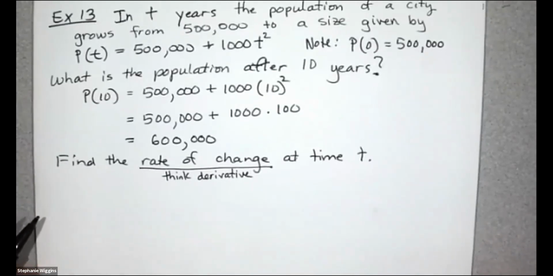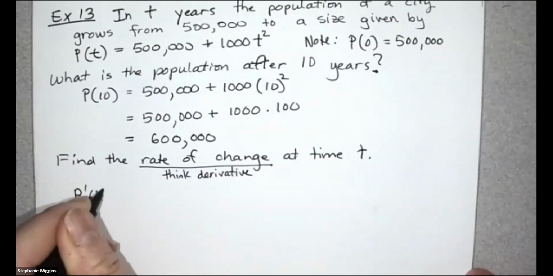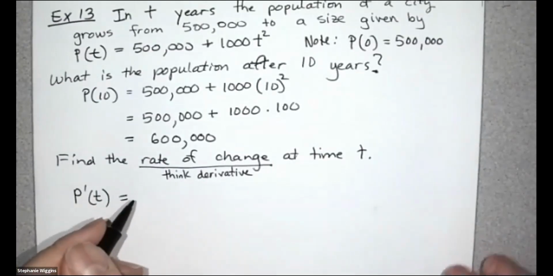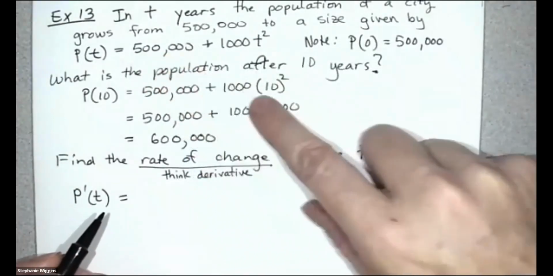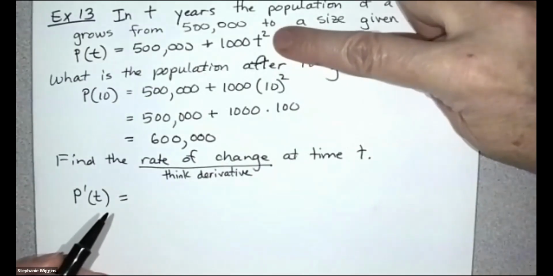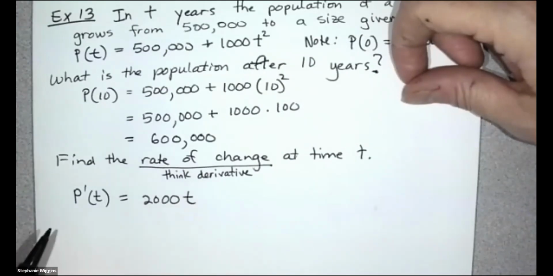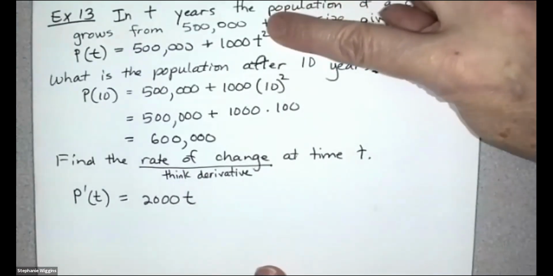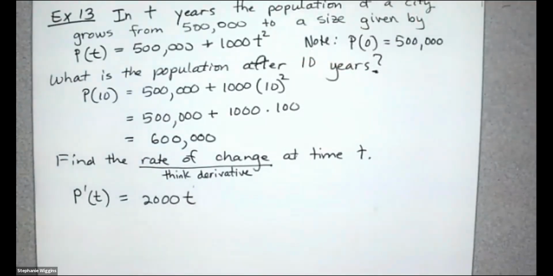So I'm going to take the derivative of my function here. P prime of t is, well, the derivative of a constant is 0. And here we're going to use the power rule. 2 times 1,000 is 2,000. And then times t, because you subtract 1 from the exponent, which is 2 minus 1 is just 1. And t to the 1 power is just plain old t. So there's our derivative. That's the rate of change at time t.